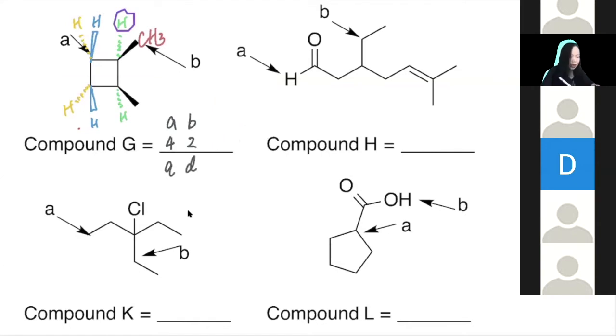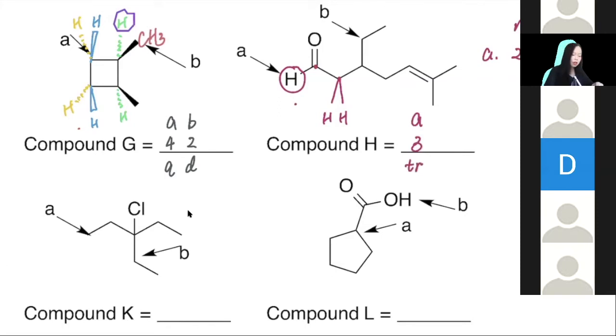And compound H, what is my neighbor? The magenta carbon is the neighbor carbon that my proton A has. And this one has 2 protons. So for A, the number of neighbors is 2, and I'm expecting to see 2 plus 1 equals 3 peaks. So A, 3 peaks, and the name of a 3 peak proton is a triplet.